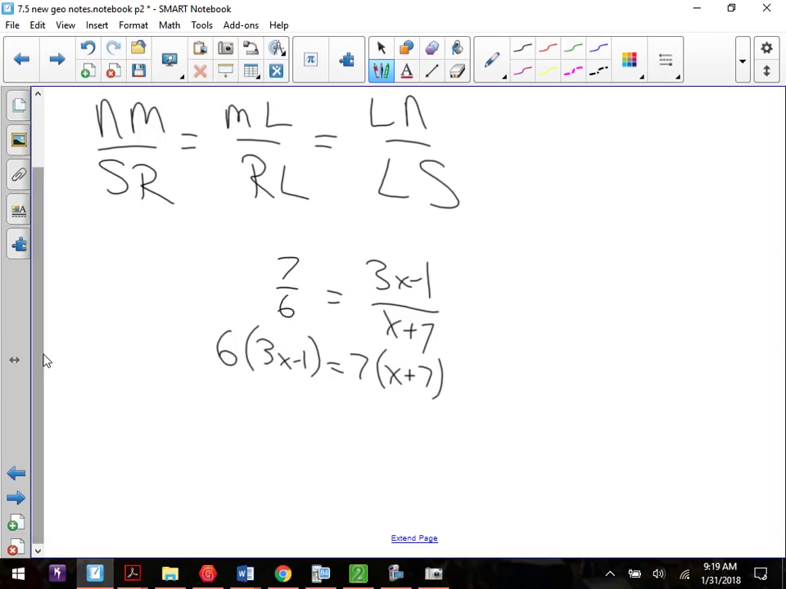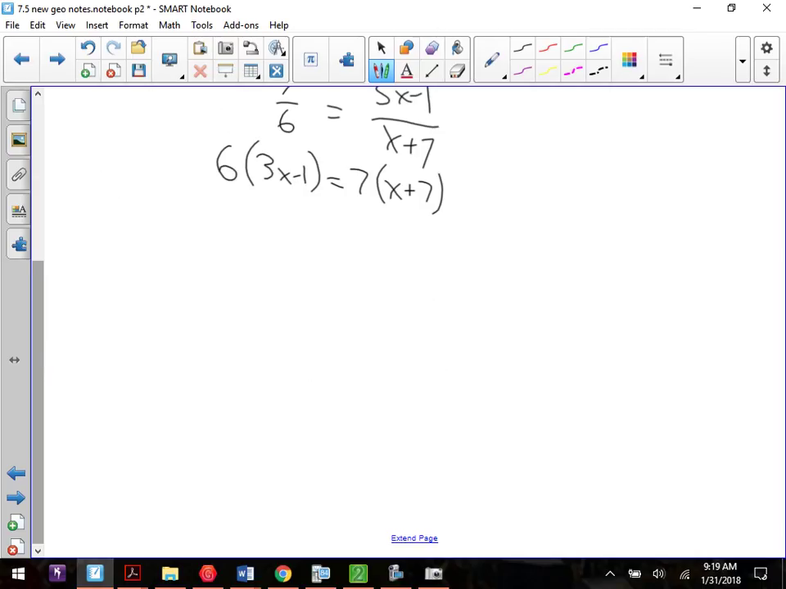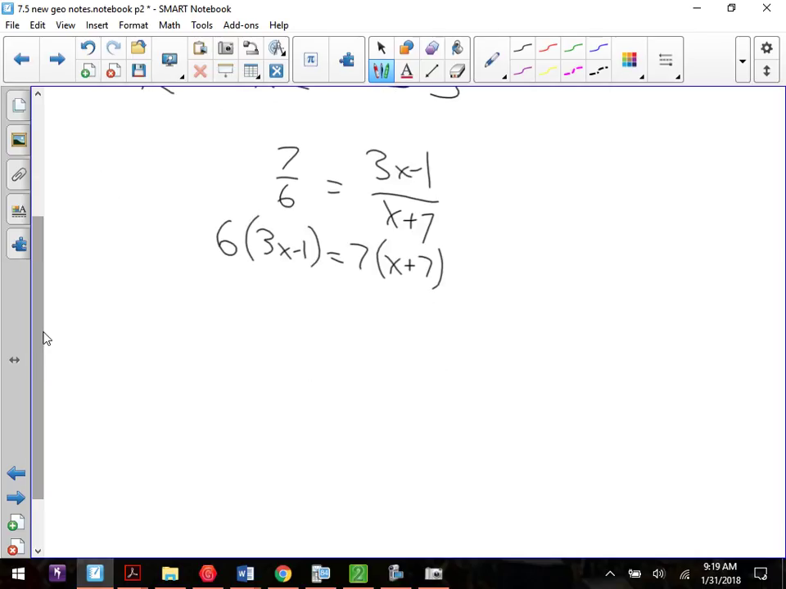Was it 18 minus 6? So move the 7x to the left, move the negative 6 to the right. We get, what was that? Subtract out, that is 11x. It's nice when numbers work out cleanly.